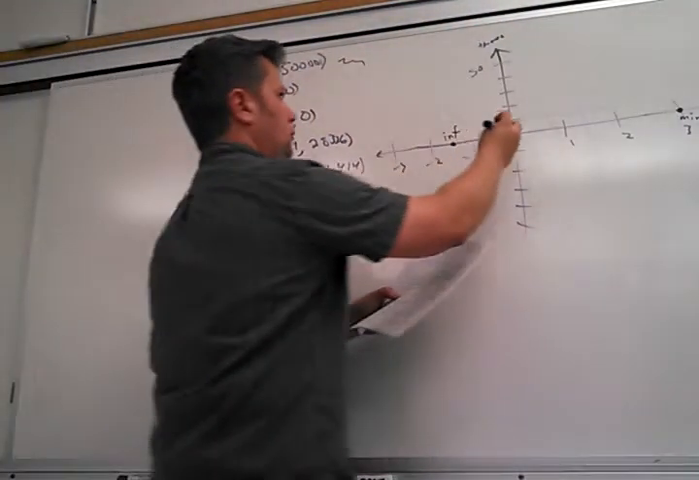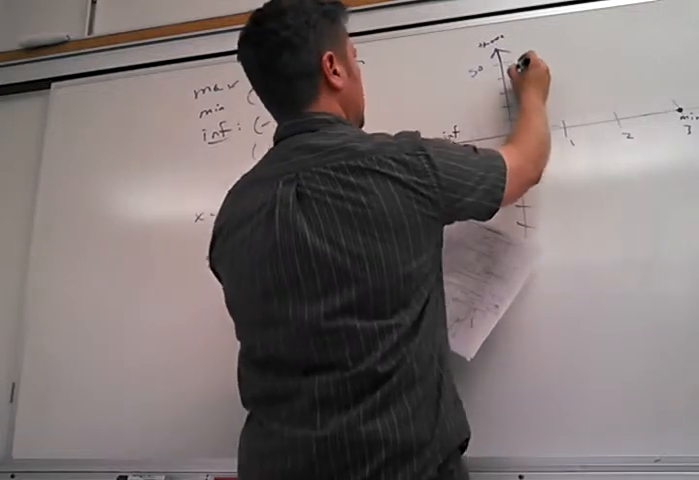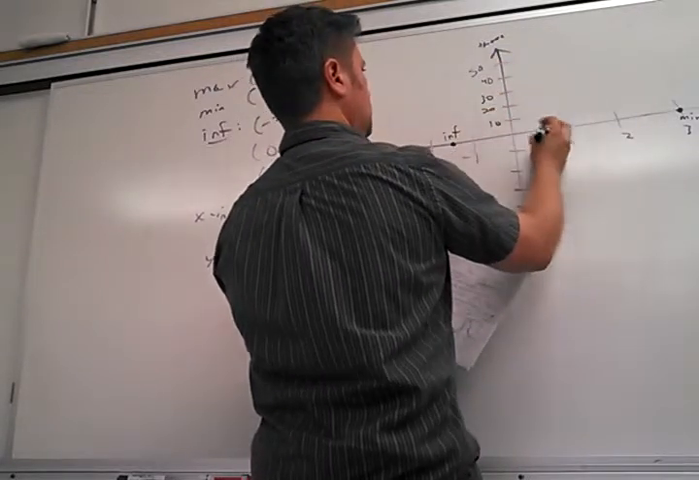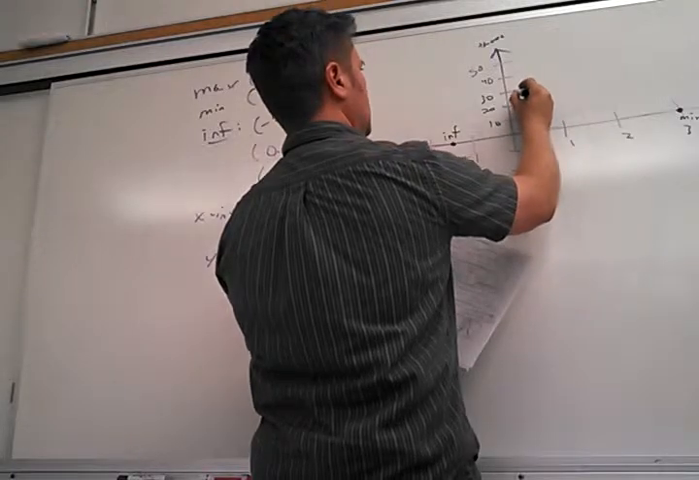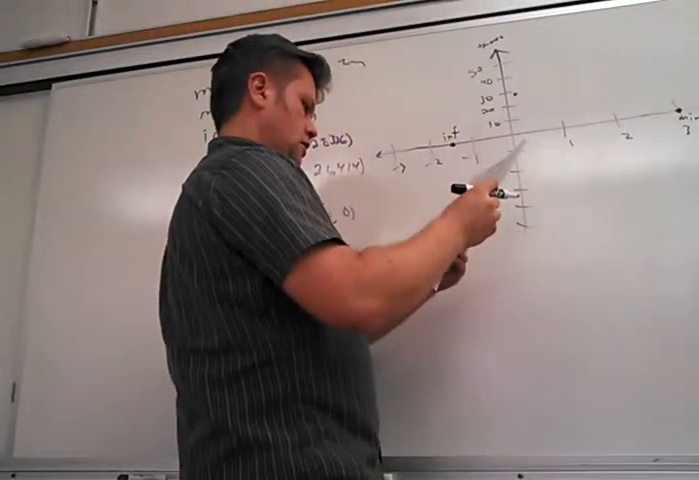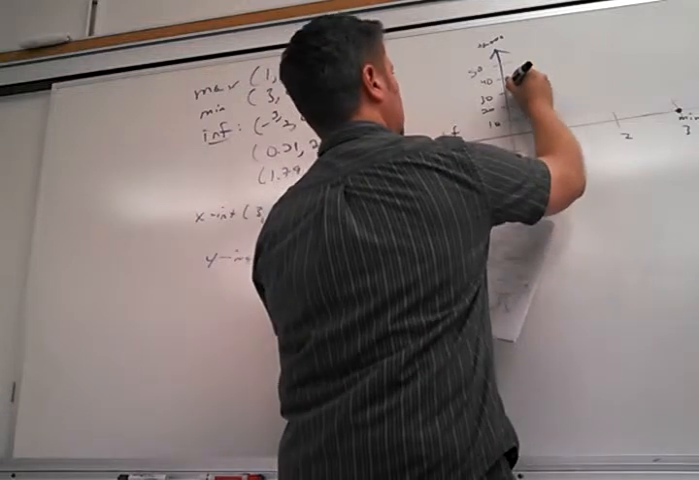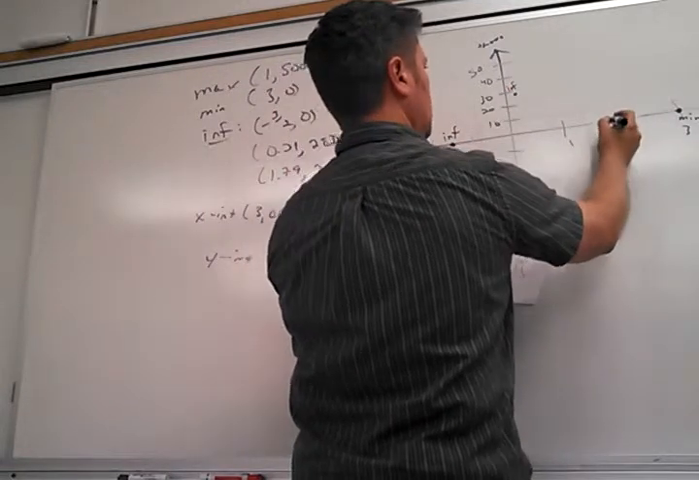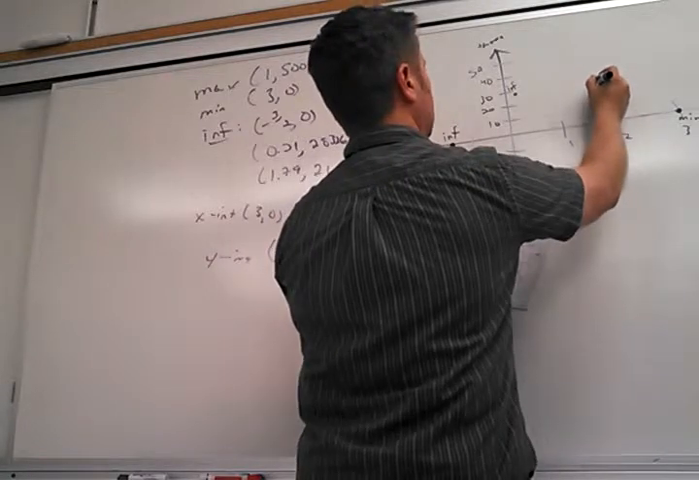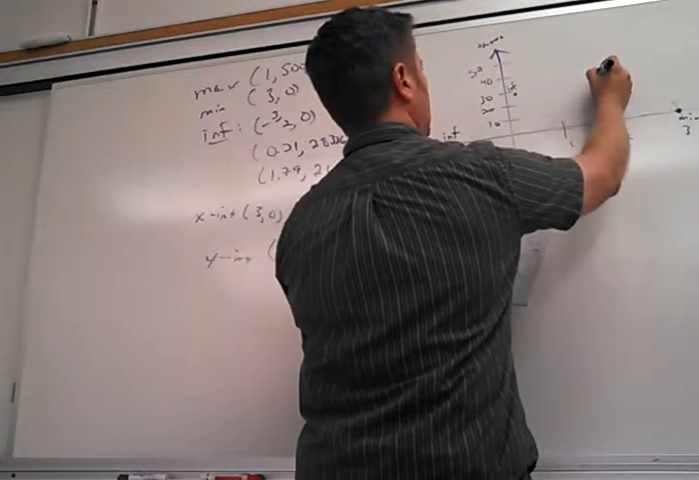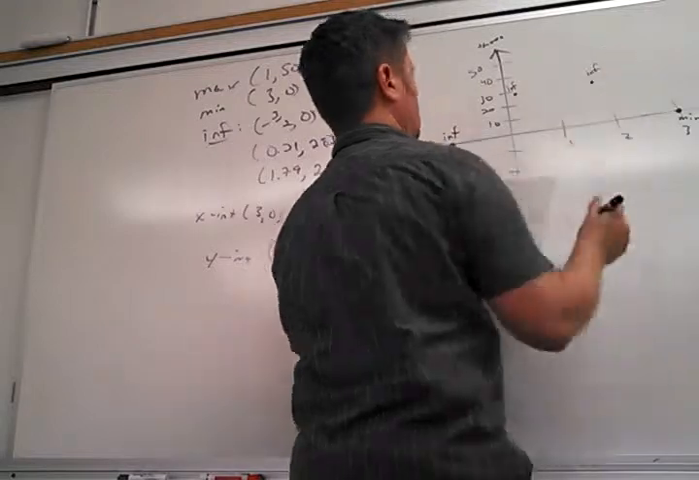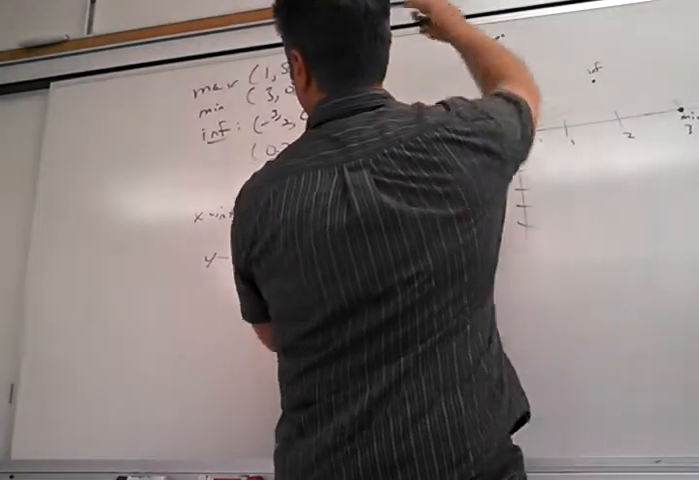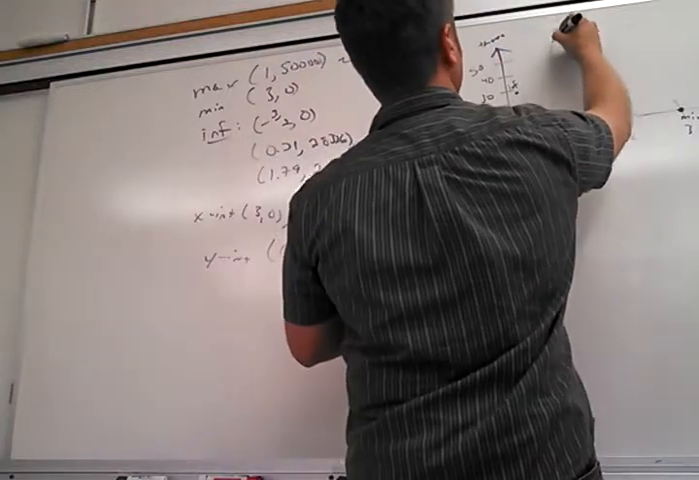The other inflection points are 0.21, 28,000. So 0.21 is about right there, 28,000 right there. And then 1.79 and 26,000, so just a little bit below that one. That's an inflection. Okay, I think I got everything. Max is up here. The max is 150,000.